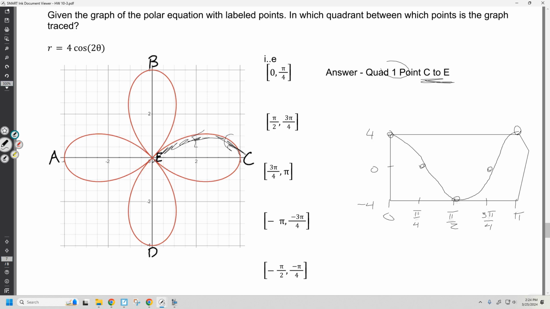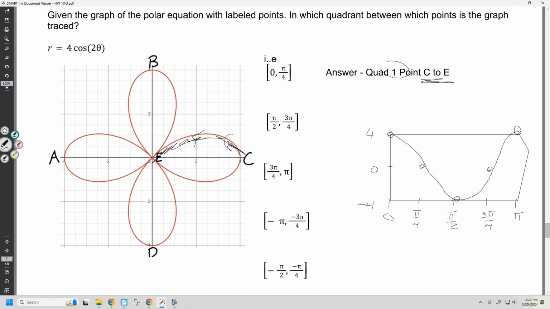Between pi over 2 and 3 pi over 4 is my rectangular graph. Where are we? What quadrants, between what and what? Answer. 3. Tell your neighbor. B to E. Quadrant 3.